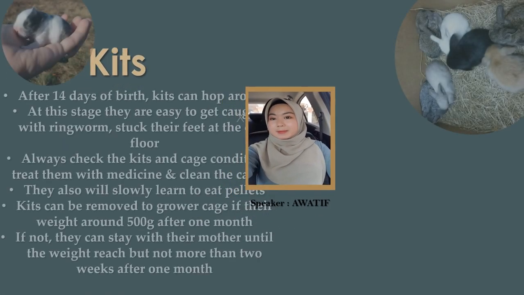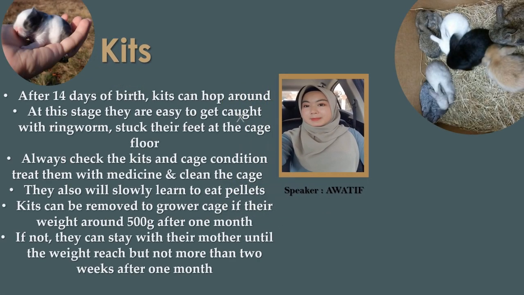After 14 days of birth, kids can hop around. At this stage, they easily catch ringworm and start to put their feet on the cage floor. Always check the kids and cage condition. We have to treat them with medicine and clean the cage. They also will slowly learn to eat pellets. Kids can be removed to the grower cage if they weigh around 500 grams after 1 month. If not, they can stay with their mother until the weight is reached, but not more than 2 weeks after 1 month.